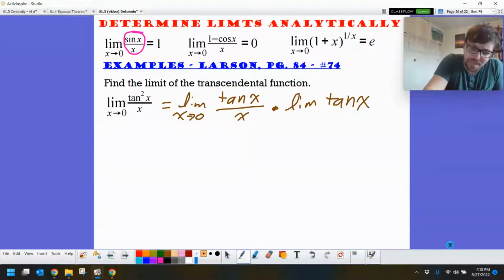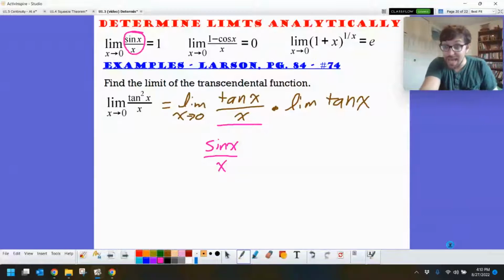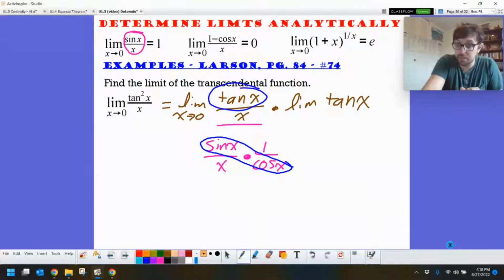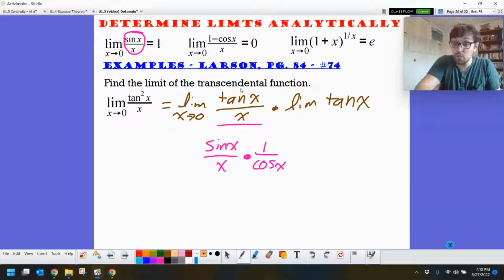So could I make this piece right here into a sine x over x? Because if I could do that, then I'd be able to use that trick up top. Well, what do I know about tangent and sine? Tangent is sine over cosine. So if I multiply this by a 1 over cosine x, this sine over cosine is the same as this tangent, and I've got an equivalent expression. Plus, I'll have two more limits that I hopefully will be able to evaluate.